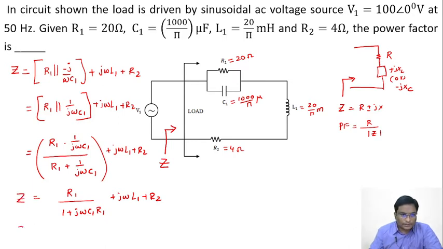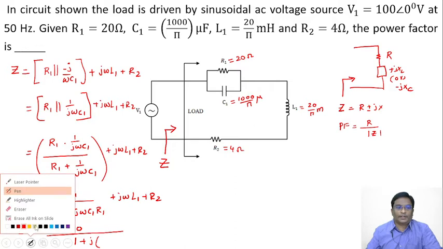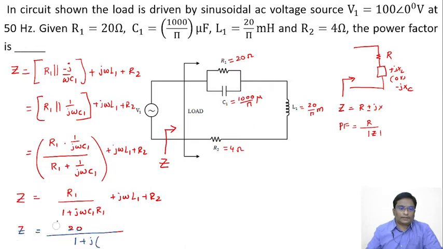Then let us substitute these values. What is the value of R1 given? R1 given is 20. This is 20 by 1 plus j omega C1 R1. What is omega given in the circuit? F is given as 50. That implies, what is the value of omega? Omega is nothing but 2 pi F, which is 2 pi into 50, that is 100 pi.